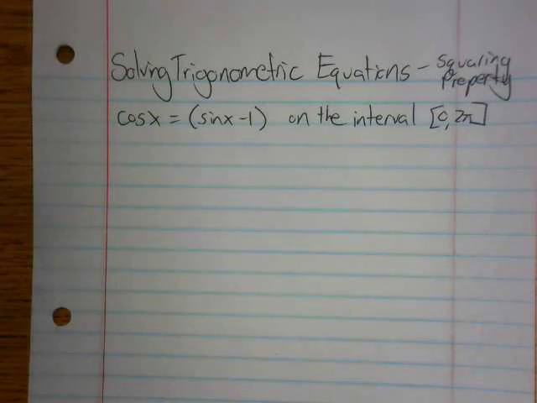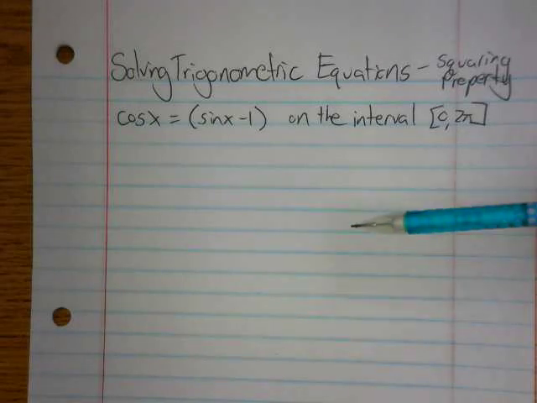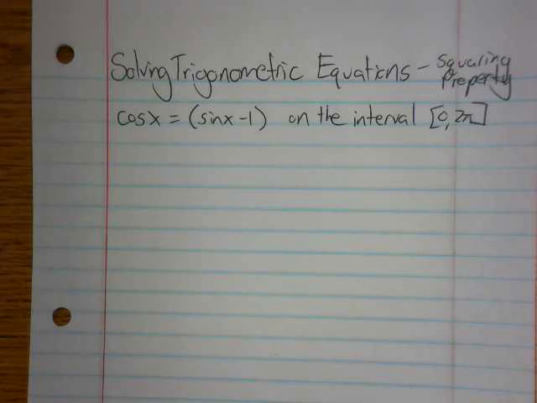Alright, so in this video I've got my last example of solving trigonometric equations, and I'm going to feature an example in which I'm going to use the squaring property. So I've got cosine x equals sine x minus 1, and I want to find all the x values that make this true on the interval from 0 to 2 pi.